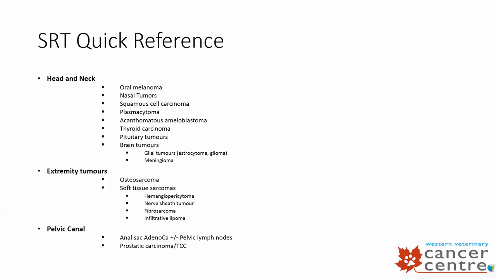When we think about tumors, I put in a little quick reference guide here. Head and neck, extremity, and pelvic canal are probably the biggest tumor types that we treat. Lots of head and neck cancers because we get to the point where complete surgical removal is not possible, or the kind of reconstruction we would have to do to get the tumor removed completely surgically is not something that the family thinks is a reasonable course of action.